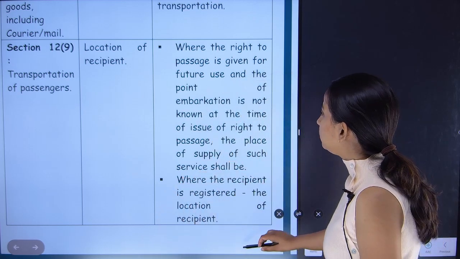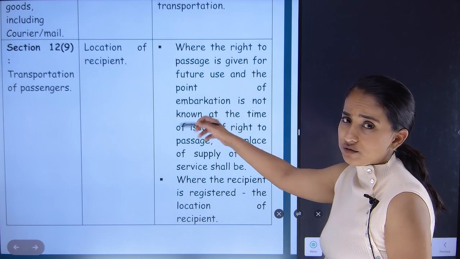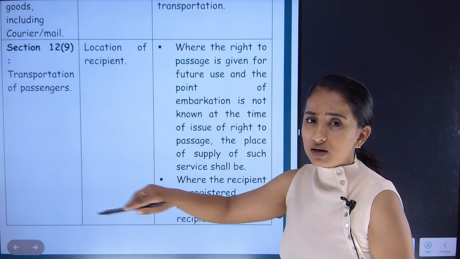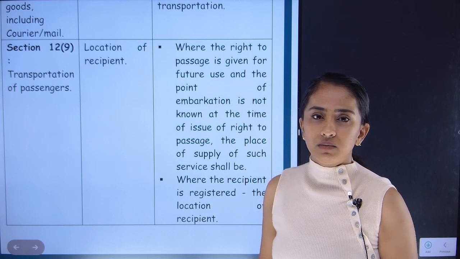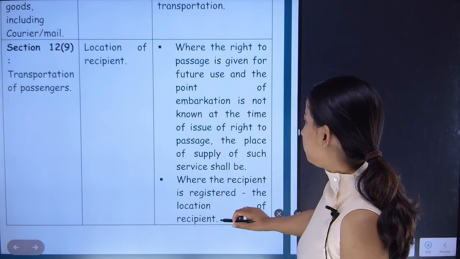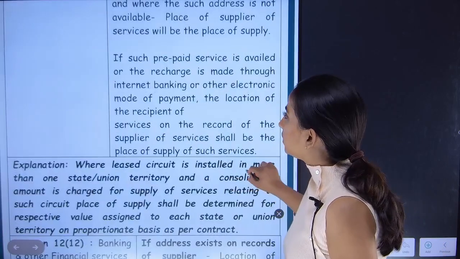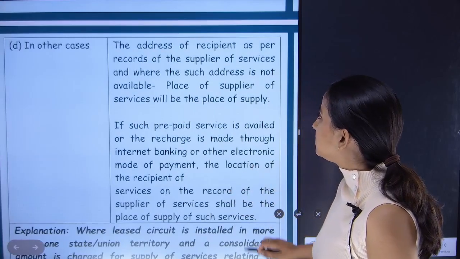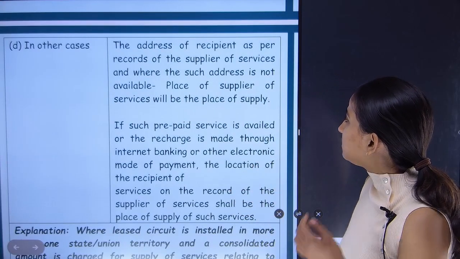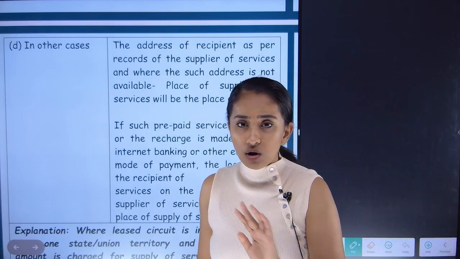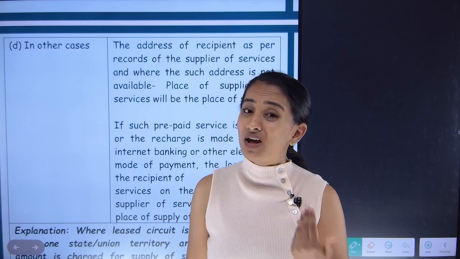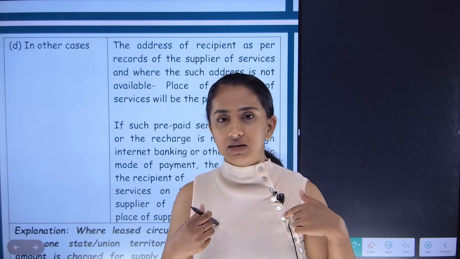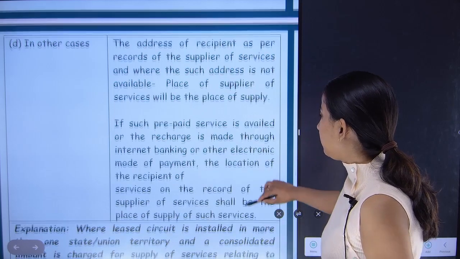Okay. Now, if at all you don't know location of recipient, address, etc., place of embarkation. Embarkation is the point you get into the transport. That is the place of embarkation. Okay. Now, all other cases, address of the recipient as per records available. In all cases, what is the recipient's address? Take that address. If you don't have the recipient's address, take the supplier's address. Simple. Okay.